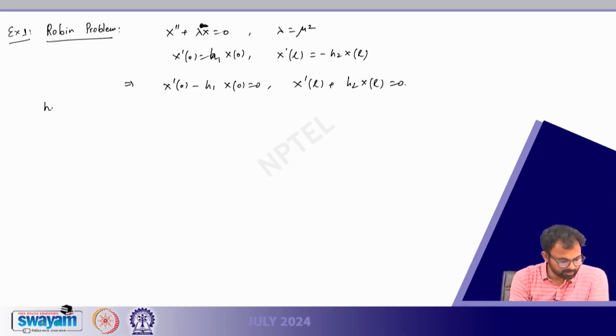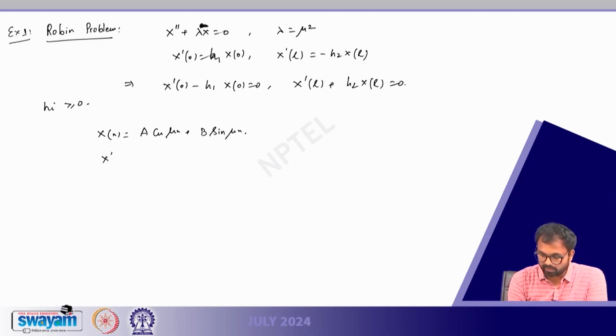Obviously here we take that h1 and h2 are greater or equal to 0, just for the sake of calculation. So the solution can be written directly as X equals a cos mu x plus b sin mu x, very straightforward, and we can calculate X dash because our boundary condition involves derivatives. So we have mu times minus a sin mu x plus b cos mu x. Now we will use all these boundary conditions, and from boundary condition 1 we obtain a equals b mu by h1.